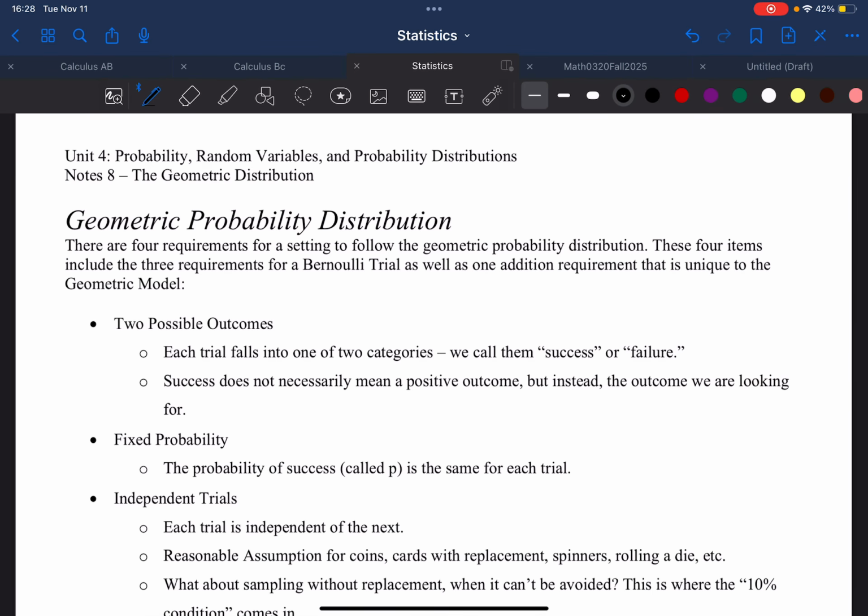Okay, notes 8, the geometric distribution. So the geometric probability distribution, there are 4 requirements for a setting to follow the geometric probability distribution. And these 4 items include the 3 requirements for the Bernoulli trial or the binomial probability distribution. So you'll be able to see those 3 similarities and then see what makes the geometric one unique.